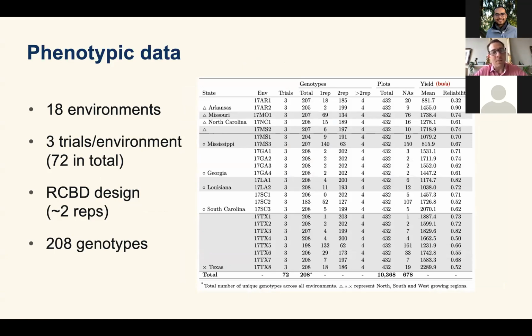Everything is completely replicated, and the checks have a few more replications because they occur in, like I said, every trial as well. And those 208 genotypes, everything is about 430 plots, and then you have some missing values due to being lost in the field, etc. But everything's based on similar sized designs in each environment.